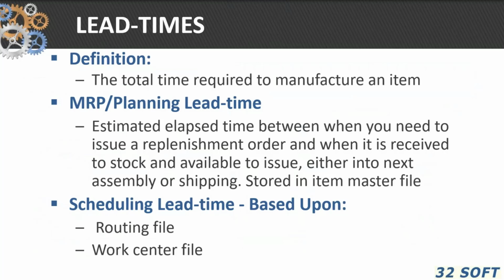A little discussion about lead times. Lead times are the amount of time required to manufacture or process an item. In MRP, in 1.4.7, it's basically the elapsed time between when you need to issue the replenishment order and when it is received into stock. For scheduling, as we'll talk about later, that is the routing file and the work center file.